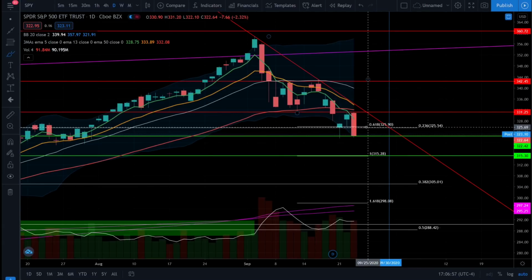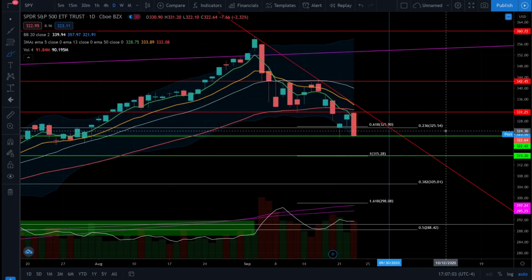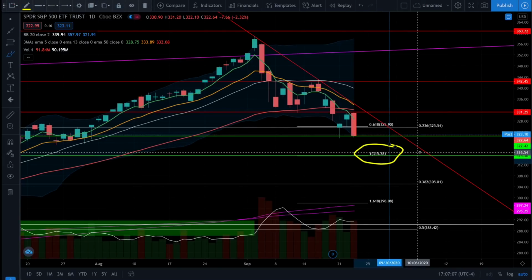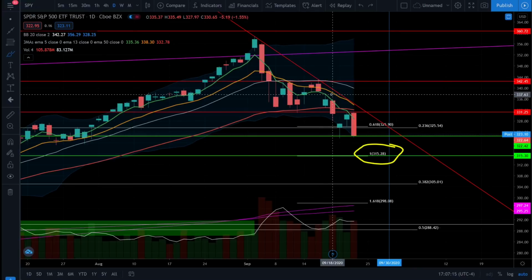Well, we did break down below our support level at the 0.618 Fibonacci and also the 0.236 on the larger bull market retracement. So that now has our eyes set on the 315 level, which is the 1x Fibonacci extension of this A move to the downside. So we project that from the top of the B wave to try to predict where the end of the C wave of this correction will be.